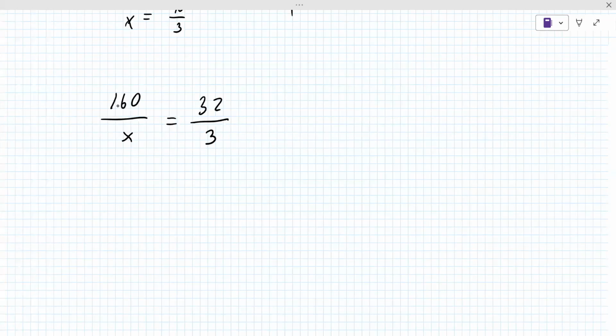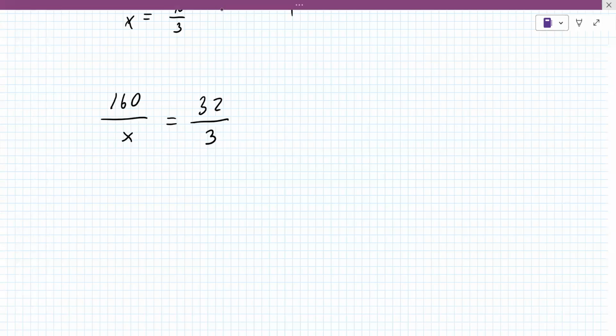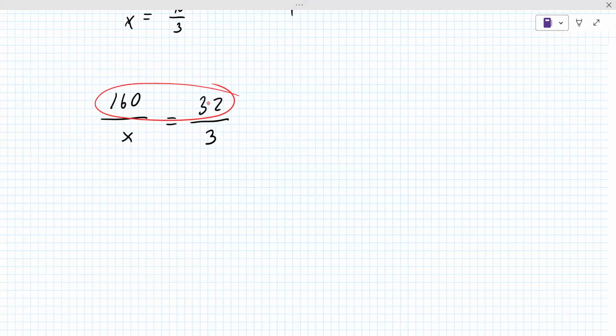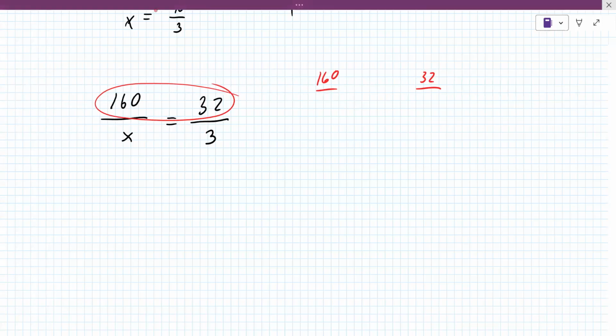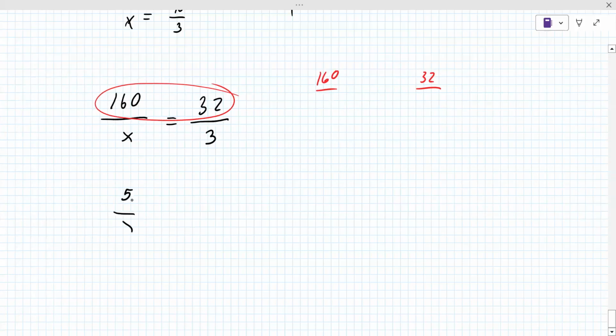So before you swap, you might want to consider a horizontal. 160 over 32. Well, what goes into both? Think of it as like you're going to divide both by some number that goes into both. Okay, so I'll do 160 divided by 32, which is 5. 5 goes into both of them. Okay, so that makes it a whole lot better. It becomes 5 over x equals 1 over 3. Now can you solve it? Yeah, 15. X equals 15. X does equal 15. Good.